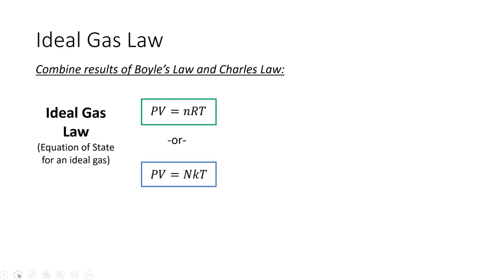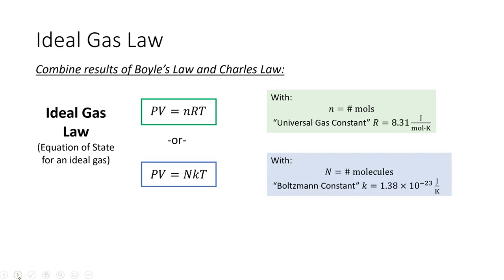The first is PV is equal to little n times RT, where remember little n is the number of moles in your system, and R then is the universal gas constant or the ideal gas law constant, and R is equal to 8.31 joules per mole per Kelvin. All right, then the second form is the form that we'll be using more often in this class. PV is equal to NkT, where it's capital N. Remember, capital N is the number of molecules, and then k is what's referred to as the Boltzmann constant. So k is equal to 1.38 times 10 to the minus 23rd joules per Kelvin.